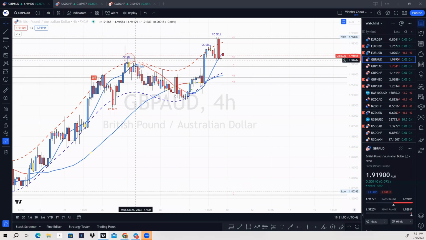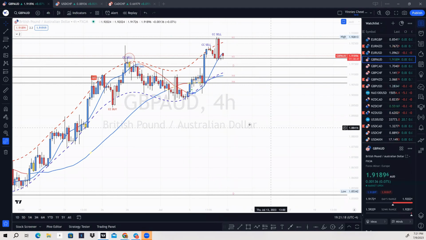GBP AUD, I was in a sale from last week. I had gotten out. Price shot back up. Okay, it broke this previous high here. We can see the price is extremely bullish, but again, CC sells are telling us price wants to continue down. So this is a pair that we continue to sell on GBP AUD.